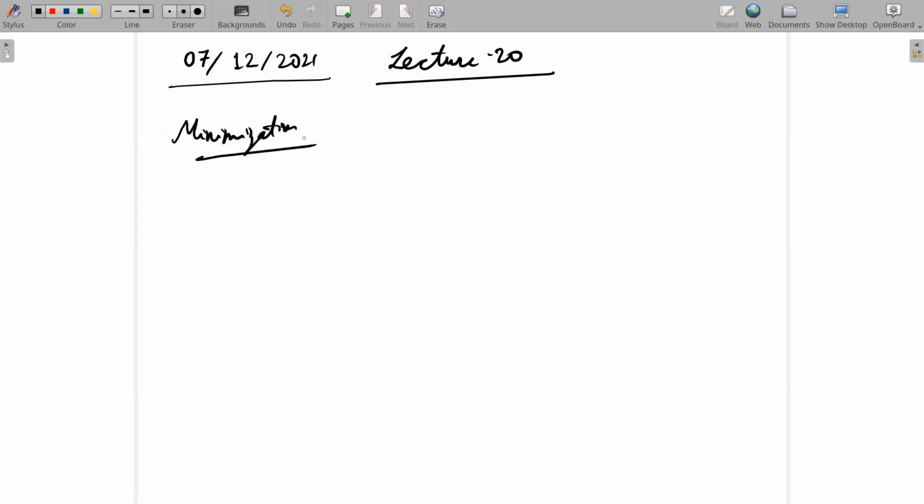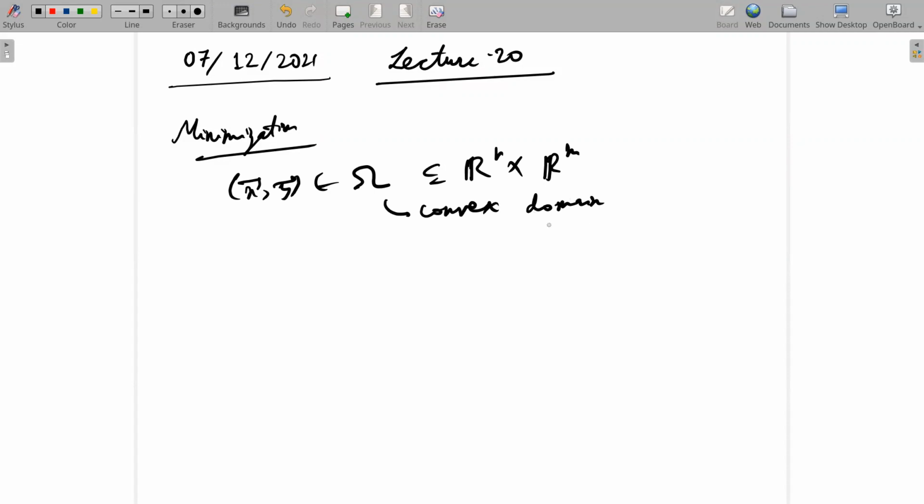So, minimization. What we have already seen is that the supremum of a family of convex functions is convex. Here, let's say omega is a convex domain in R^n cross R^m. This is a convex domain, meaning it's a convex set and it has non-empty interior. That's what domain means. And let's say f is a function from omega to R, and it is convex.